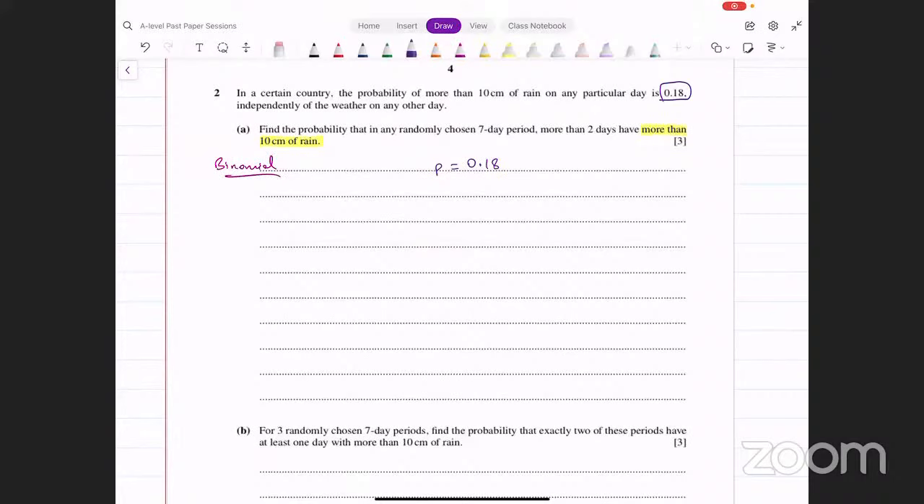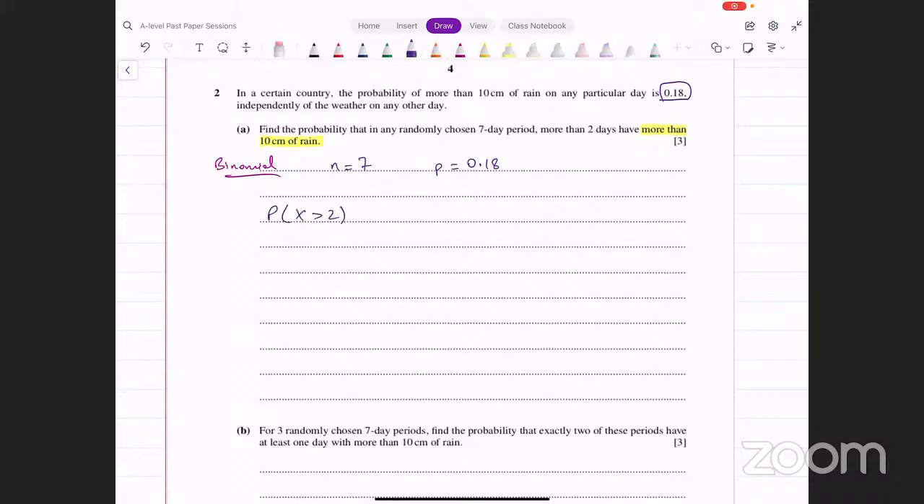What about n? Number of times it's being repeated, the trial. It's a 7-day period. N की value यहाँ पे 7 है. These are the two parameters. Now, what are we looking for? Probability that we have more than 2 successes. More than 2 successes. क्या मतलब? Probability of x being greater than 2. ये figure out करना है.